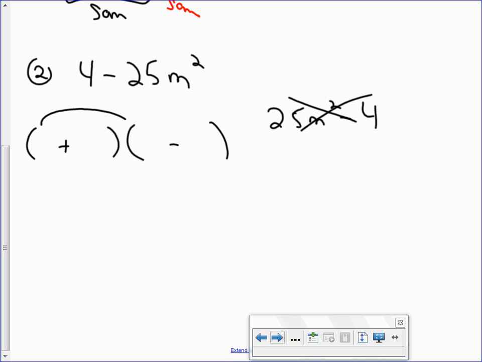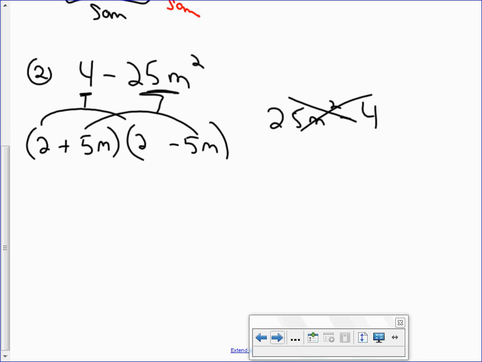Okay? 1 plus and 1 minus. These two need to give you 4. So what goes right here? And these two need to give you 25m squared, so that's going to be 5m. The thing about difference of two squares is it has to have the same terms in each of the binomials, only one with a plus and one with a minus.